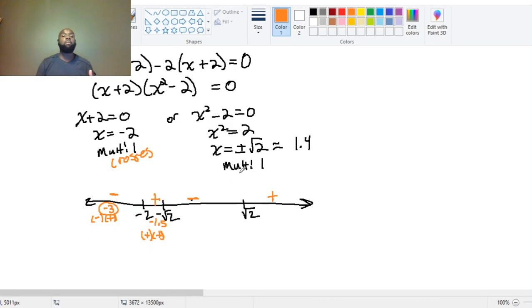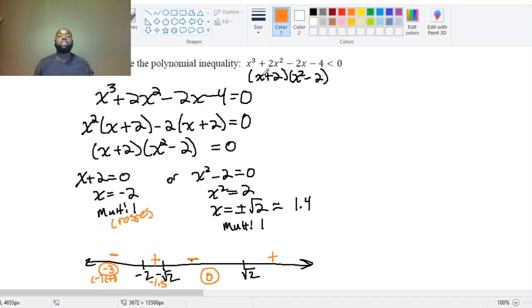If you don't want to think about multiplicity, then choose some more numbers, right? So for instance, I can use 0 on that interval from negative square root of 2 to square root of 2. And when I plug it into this, that becomes a 2 times the -2, which is a -4, which is how we got the negative there. And then I can plug in a number like a positive 2 here. When I plug in a positive 2, that'll be 4, and that'll be a 2 there. 4 times 2 is 8, which is positive.